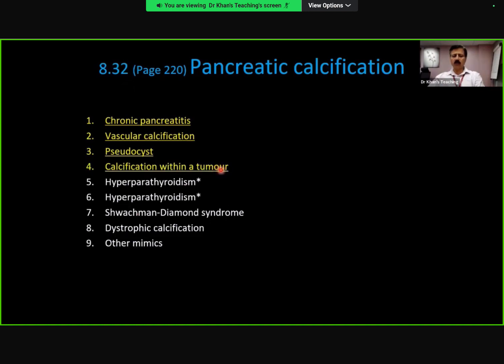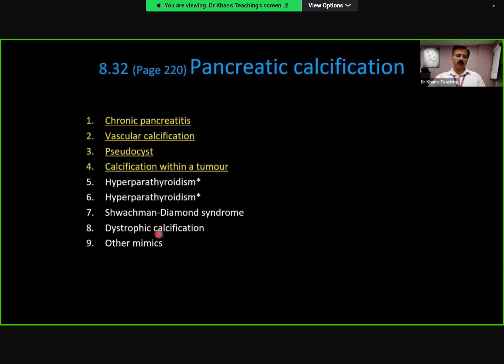For example, adenocarcinoma of the pancreas, which is the most common pancreatic tumor, is unusual to have calcification unless there is chronic pancreatitis. So that's a nightmare scenario. Please remember that pancreatic adenocarcinoma is prone to develop in chronic pancreatitis, but neuroendocrine tumor usually will show calcification. So this is a point to remember.